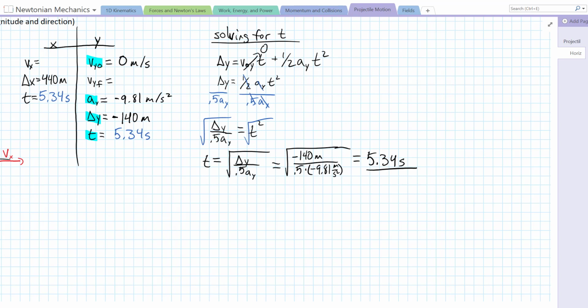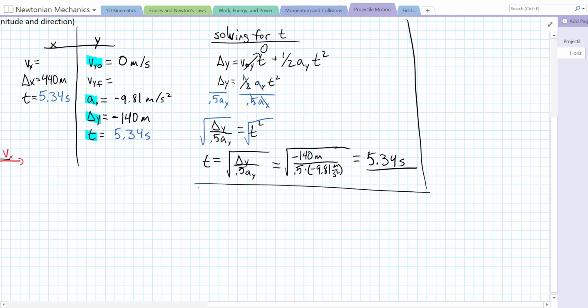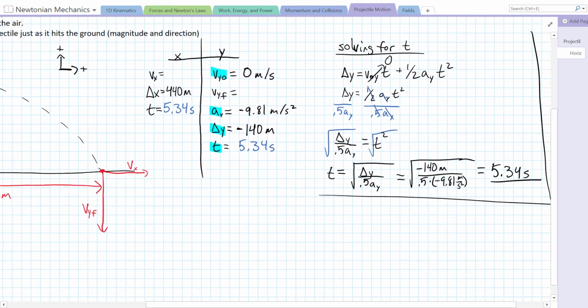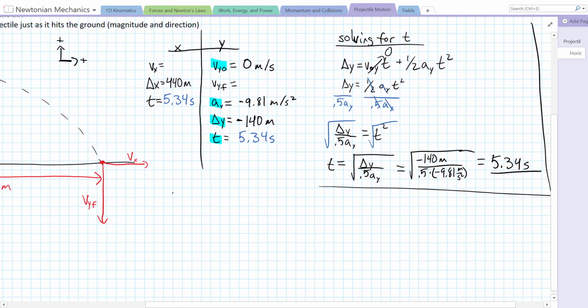So we solve for the time in y. That gives us the time in the x direction as well. So we can use the time in the x direction to figure out our x velocity, vx. So let's do that down here, solving for vx.